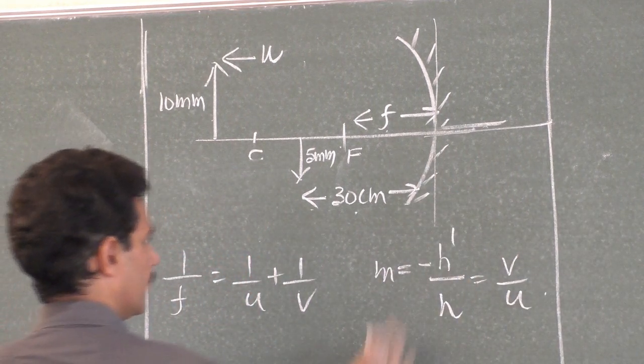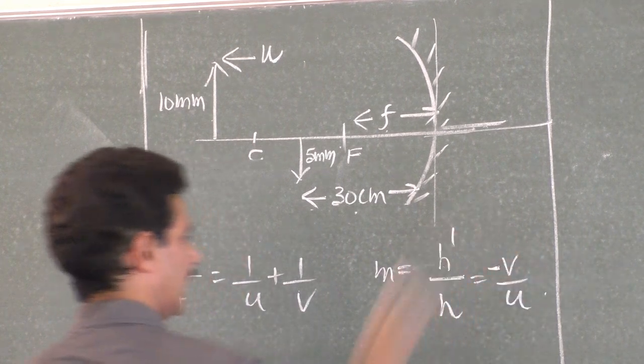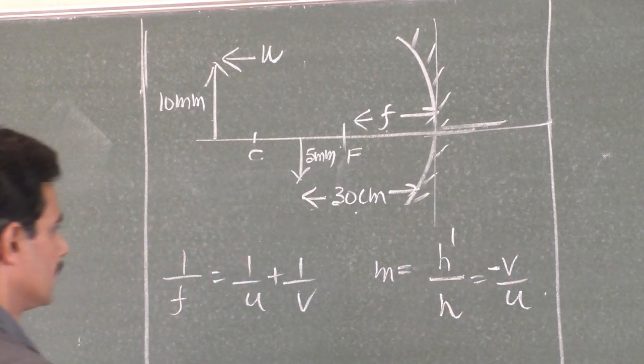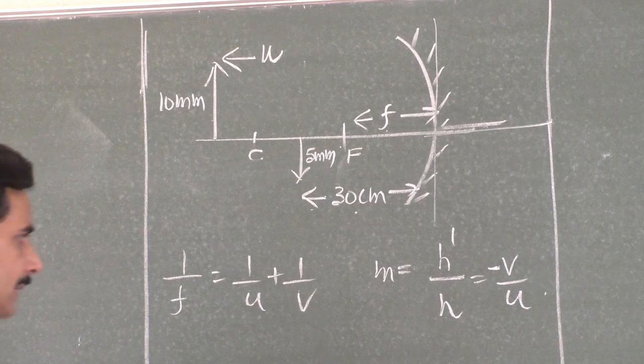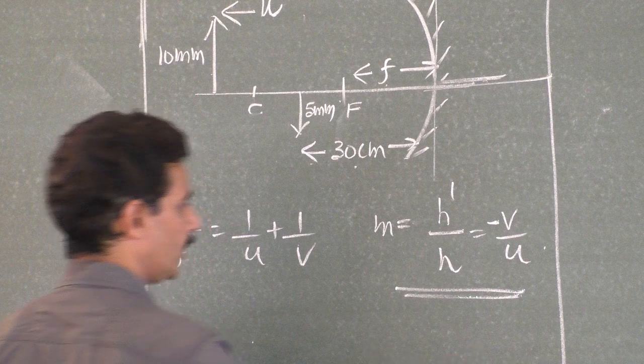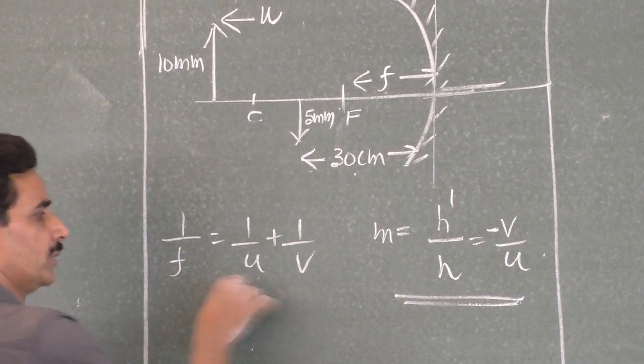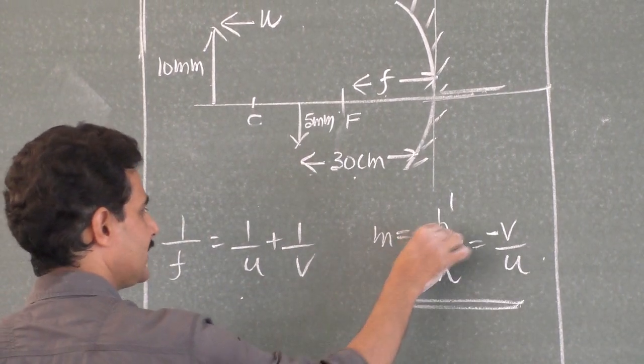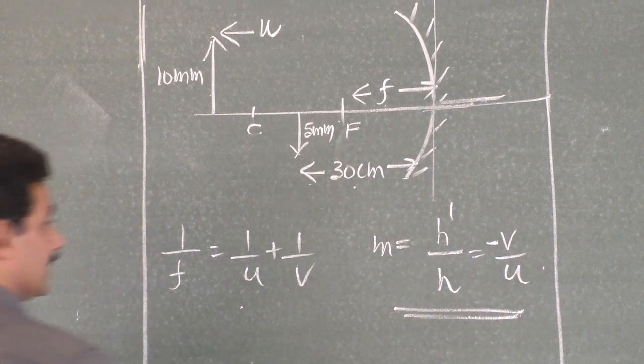Right, so not like this: h dash by h is equal to minus v by u, right? So now we will use the formula. First we will use this one because here we have more data than this. Here unknown things are more, here known things are more. So h dash by h we know. What is h dash?